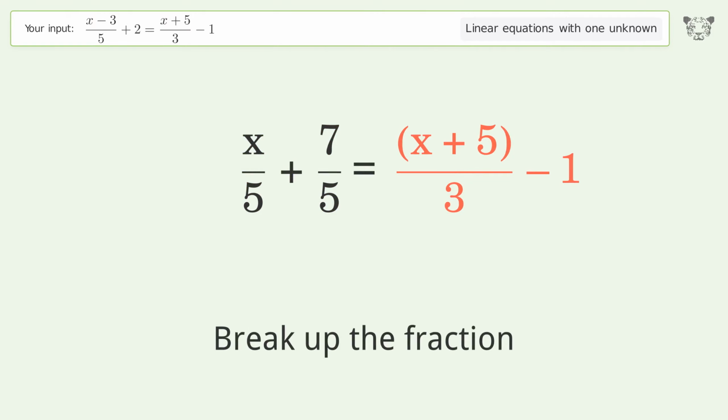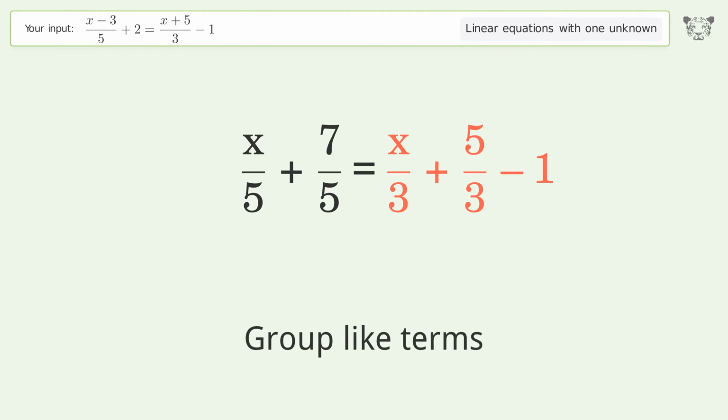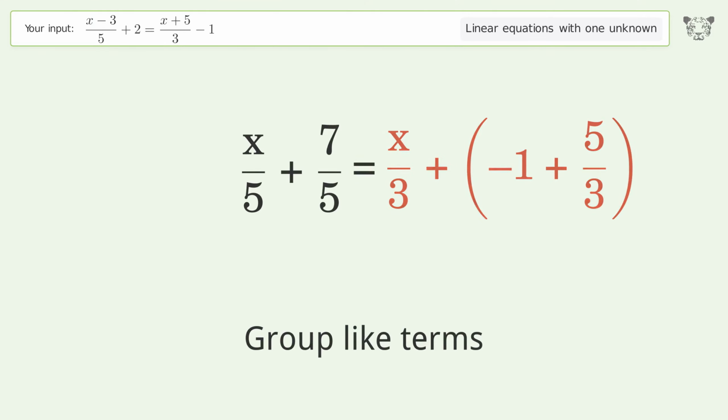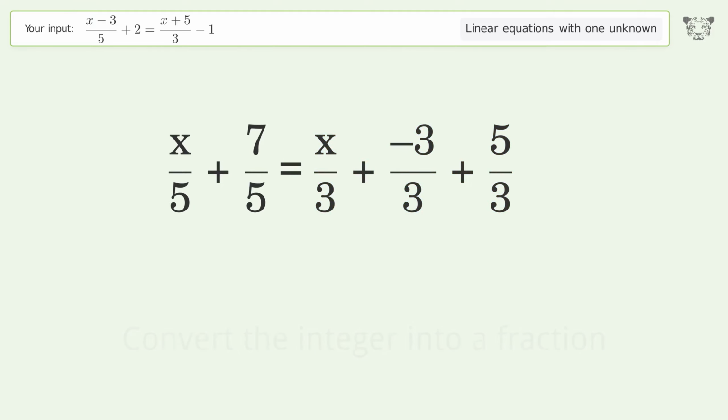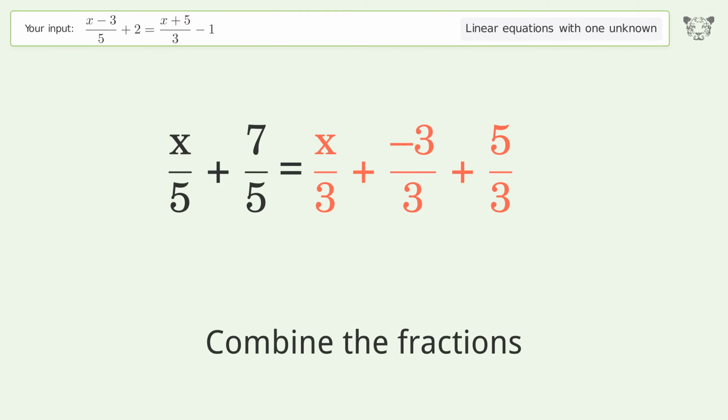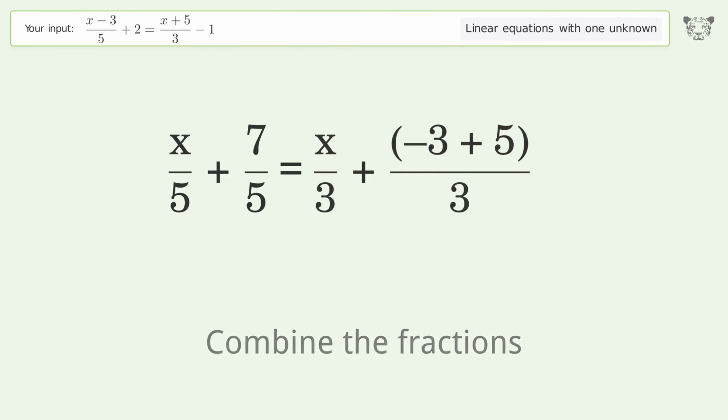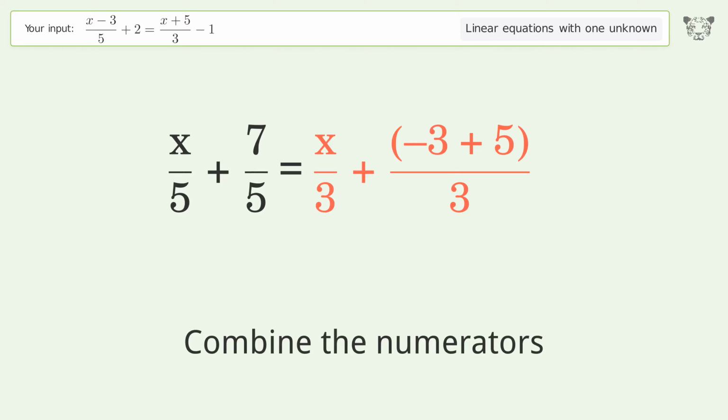Break up the fraction. Group like terms. Convert the integer into a fraction. Combine the fractions. Combine the numerators.